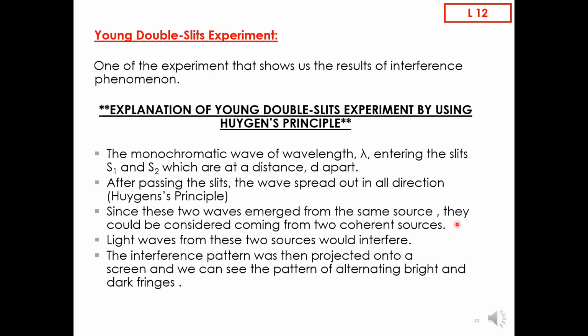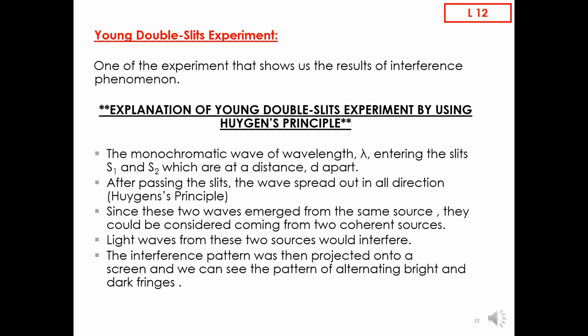Remember what is a coherent source? Same frequency, same wavelength, in phase and constant phase difference. The light waves from these two slits would interfere. What is interfere? Overlapping. The interference pattern was then projected onto a screen, and we can see the pattern of alternating bright and dark fringes.